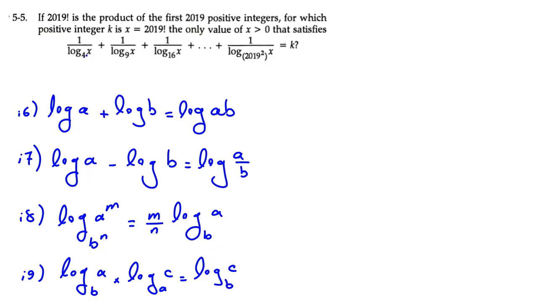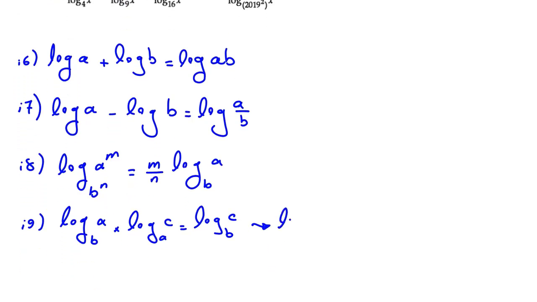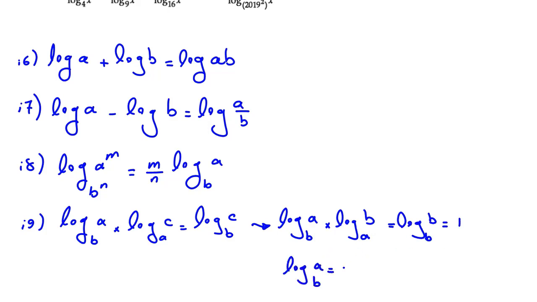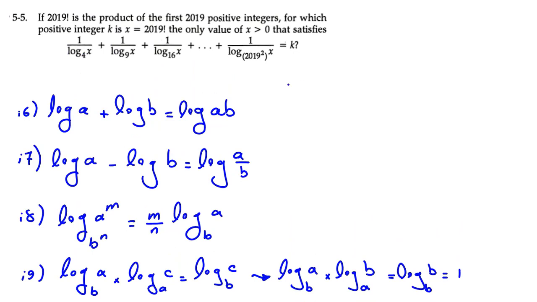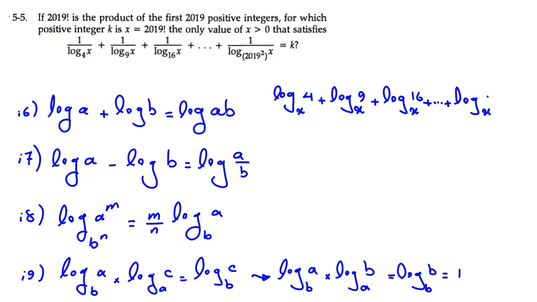So here it is log base 4 of x plus 1 over log base 9 of x, and by this rule, as a result, we can say log base b of a times log base a of b equals log base b of b, which is 1 by the definition of logarithm. So log base b of a equals 1 over log base a of b. Now we can use it here: 1 over log base 4 of x is log base x of 4, plus log base x of 9, plus log base x of 16, plus log base x of 2019 squared, equals k.